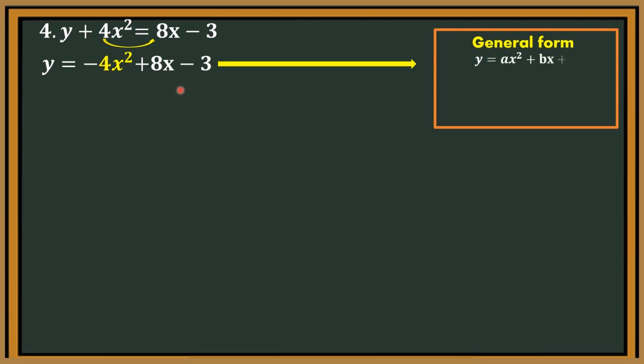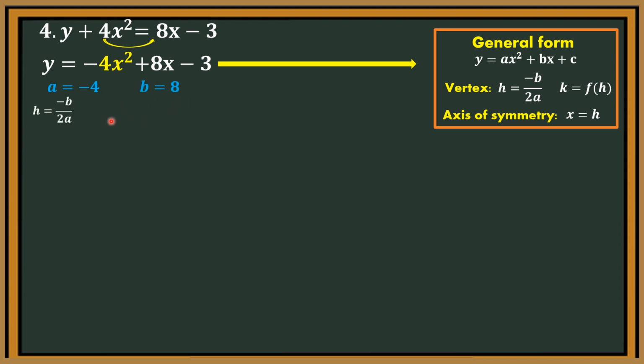Naka-general form na siya. So, palaging tandaan, pag general form ang given, ang vertex natin, h is equal to negative b over 2a. Ang k natin, f of h. Axis of symmetry, x is equal to h. Then, kailangan lang nating hanapin ang value ni a at ni b. So, sa given na function, what is the value of a? Negative 4. How about yung b? Positive 8.